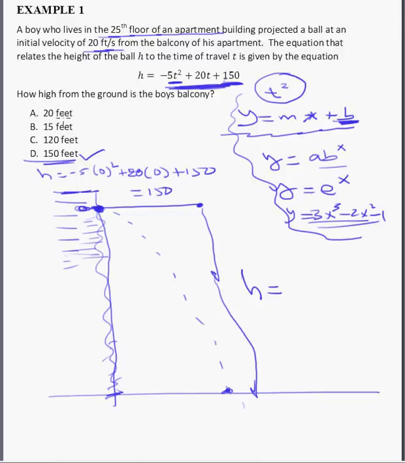So here, the boy's height is 150 feet from the ground, and that will be the height of the 25th floor of the building. And so these are very simple problems that you generally should be able to solve without any problem.